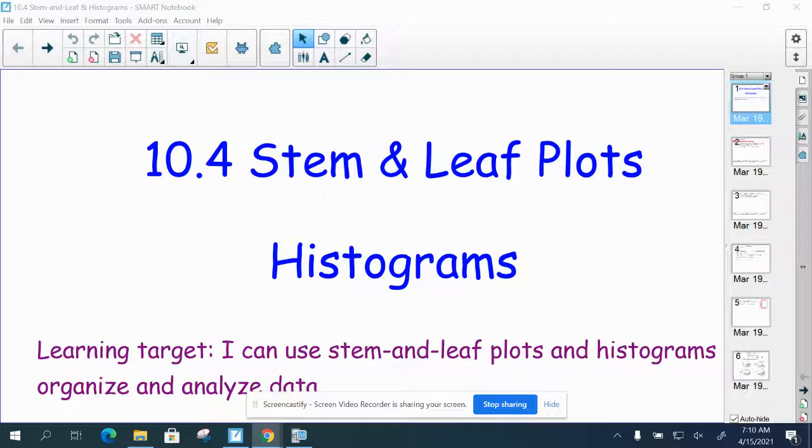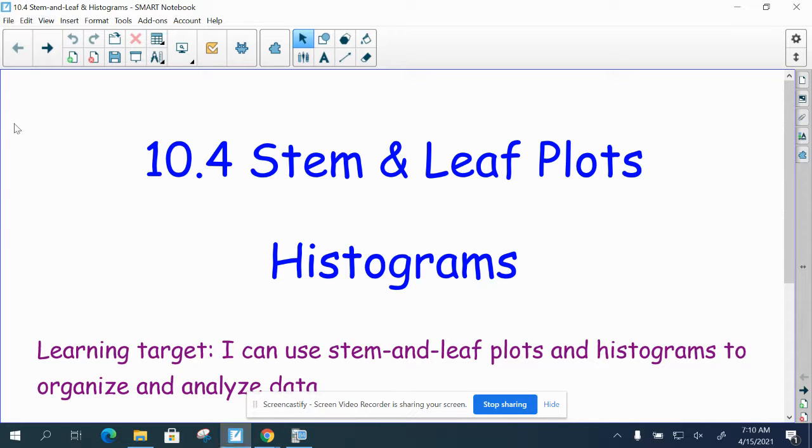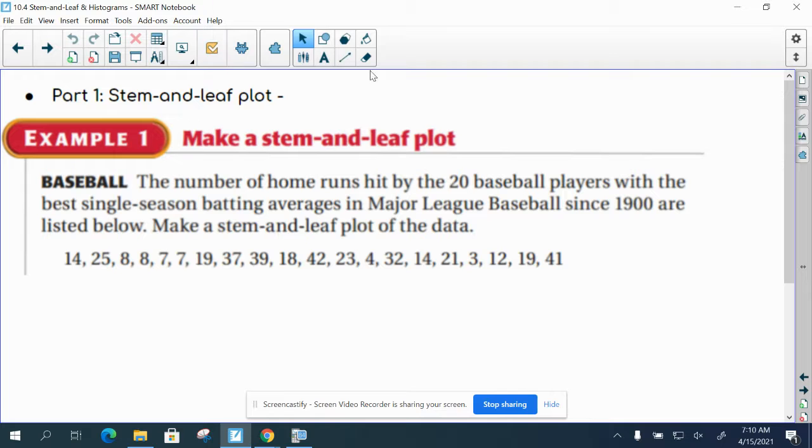Hello everyone, this is lesson 10.4, stem and leaf plots and histograms. Today you're going to learn how to create a stem and leaf plot and a histogram and how to use it to analyze data. So first of all, a stem and leaf plot is, instead of giving you a definition, I'm just going to give you an example here actually.